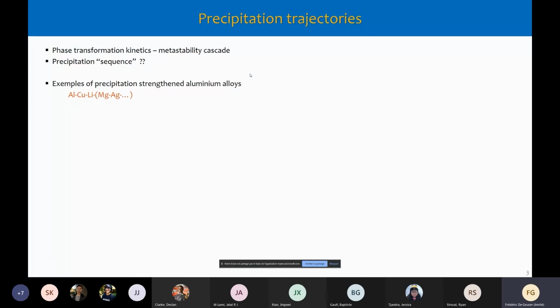So what do I mean when I say precipitation trajectories? What's very interesting is that this is a very fundamental topic. It's a problem of phase transformation in solids, in metals. When there is precipitation in a metal, what usually happens is that this transformation doesn't happen all at once. There is what's called a metastability cascade or a precipitation sequence.